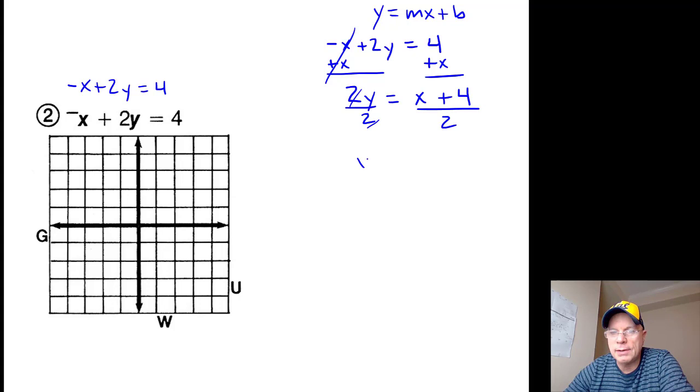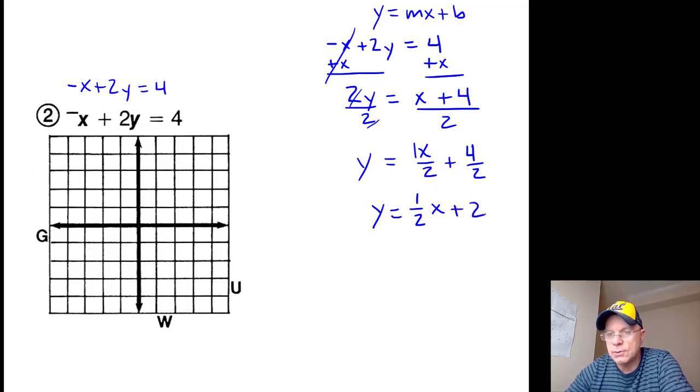So I get y, 1y, y equals x over 2 plus 4 over 2. X over 2 is just 1/2 x. Dividing by 2 is the same as multiplying by a half, or you could just realize that x is 1x, so we just have 1/2 x. And then 4 divided by 2 is, of course, 2.